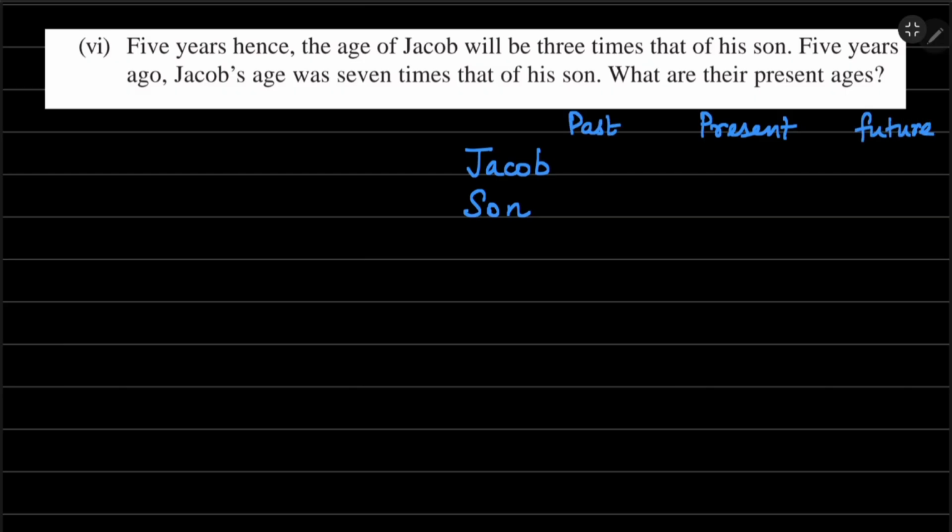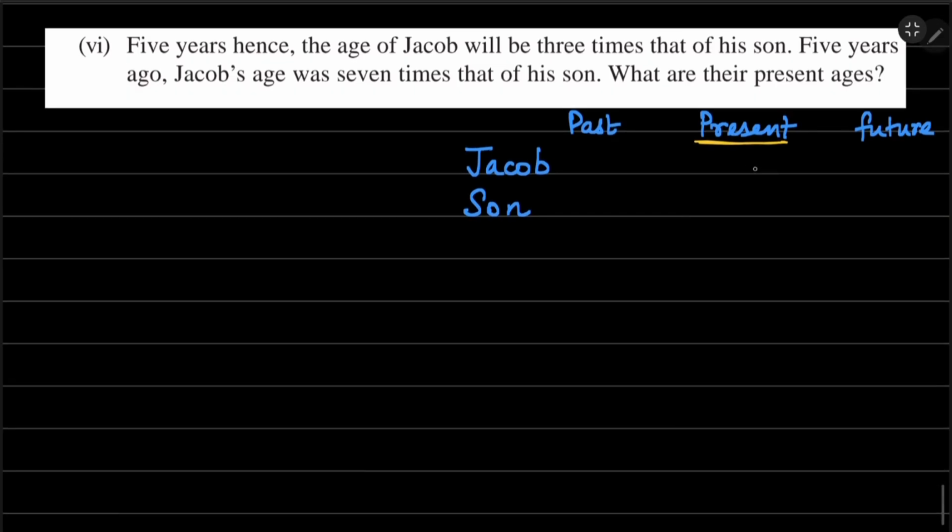Just an example. Okay, so let the present age... What are you asked here? See, 5 years ago, that means past. Okay, and 5 years hence means future. Jacob's age will be 7 times that of his son. What are their present ages? So you are asked to find their present ages.